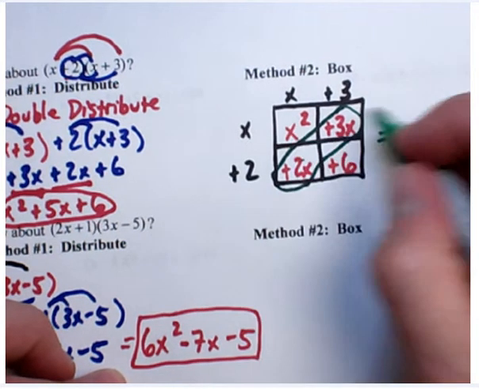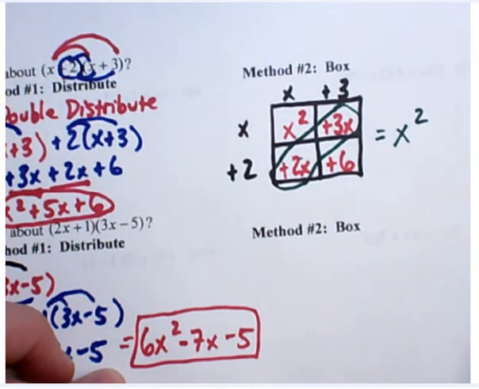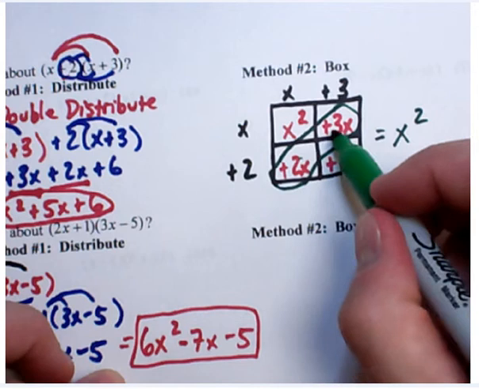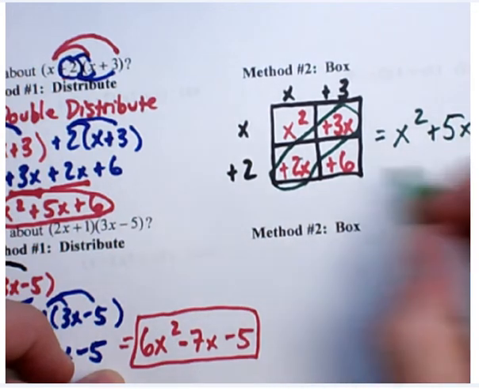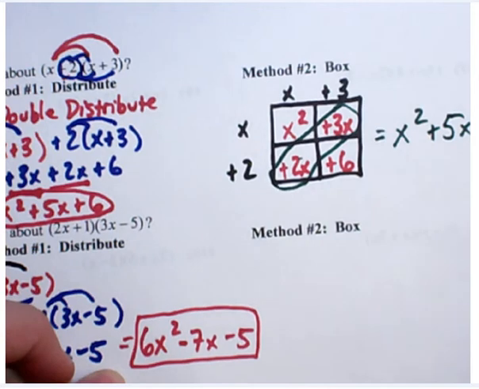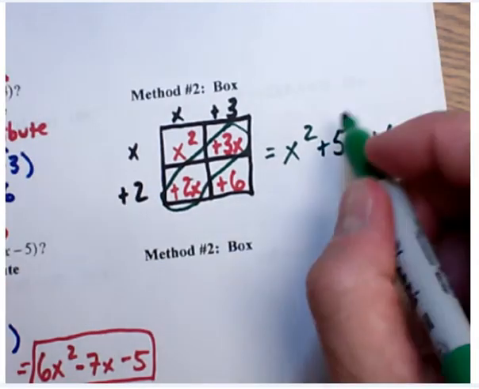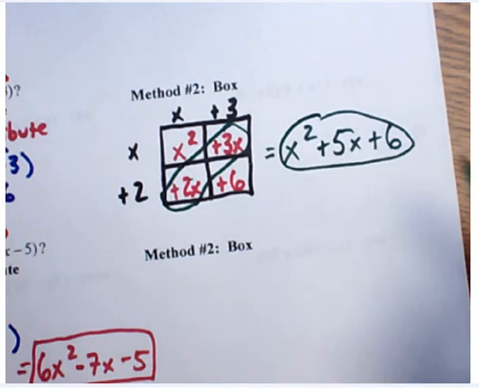You get x squared. We always put the x squared term first. Combine like terms. Positive 2 plus 3 is positive 5x, and then plus 6 is the constant. And that's it. That is the box method.